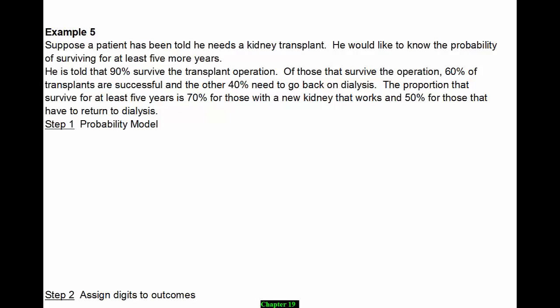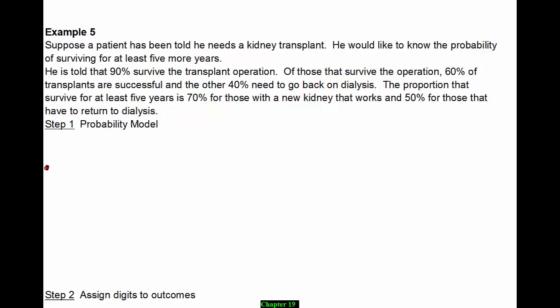The proportion that survive at least 5 years is 70% for those with a new kidney that works, and 50% for those that have to return to dialysis. To state the probability model here, we already have it basically written above, so we're going to go ahead and organize it in a tree diagram right away. Again, try to draw the tree diagram somewhat to scale from what I'm doing so that it'll fit on your page.